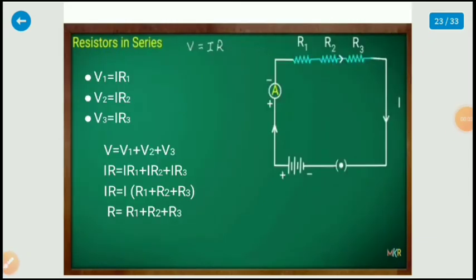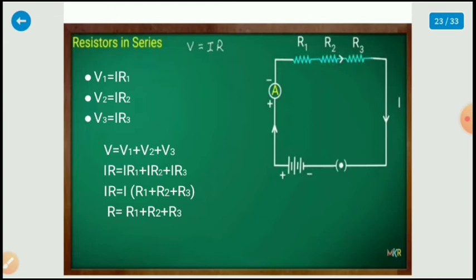Resistors in series and resistors in parallel are the two combinations in electricity. The first one is resistors in series. Here you can see the three resistors R1, R2 and R3 are connected in series with the battery and plug key.